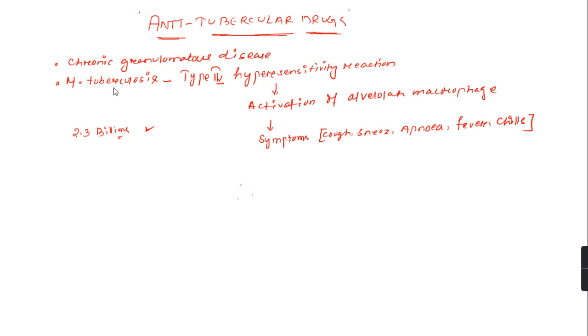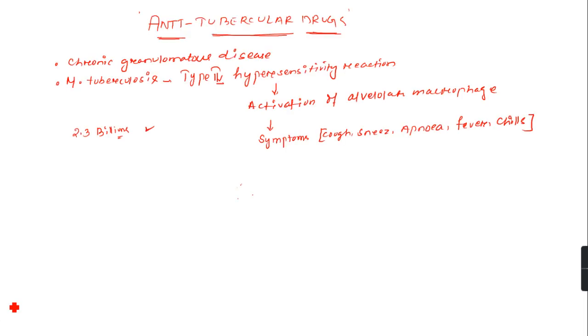This bacterium causes a type 4 hypersensitivity reaction in the lungs that leads to activation of alveolar macrophages and causes symptoms like cough, sneezing, fever, and chills. It is one of the deadliest diseases in developing countries. It affects many people in India, and India has the highest number of TB cases.